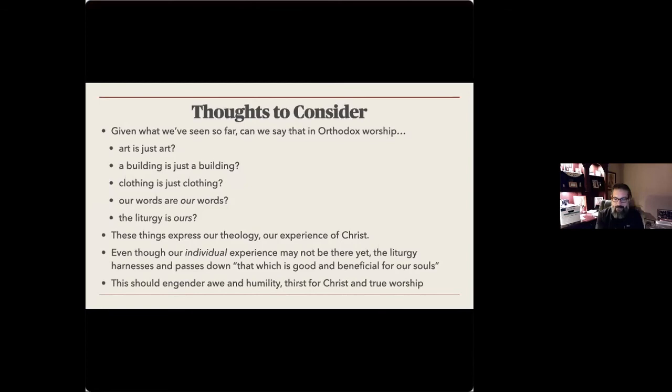So this is the challenge for us. These things that we're learning about, remember, it's not about us understanding the liturgy. It's about going deeper into the mystery. Maybe there's an aspect of our worship that we haven't appreciated before, or just haven't been aware of the intent behind why something was there or wasn't there. And these things should engender awe and humility and a thirst for Christ and for true worship of him. This has served the church well for 2,000 years, and it will continue to do so long after you and I are gone. So it's not about us insofar as what we think about things. This is the church's, this is Christ's, this is his liturgy that he has passed down to and through us.